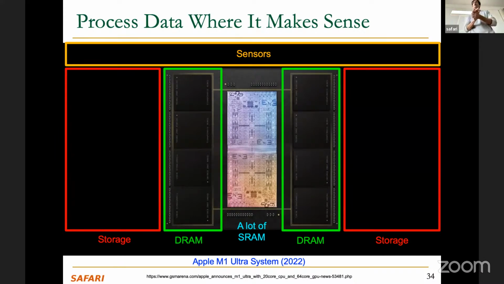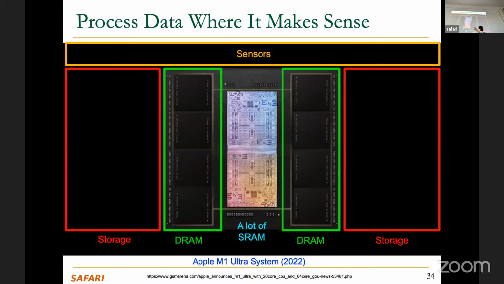If we can identify what data is useful or useless near the sensor, we would be saving a lot of cycles and a lot of energy as well. Today, we are not going to talk about processing near the sensor. We are going to talk about processing near memory or inside memory.